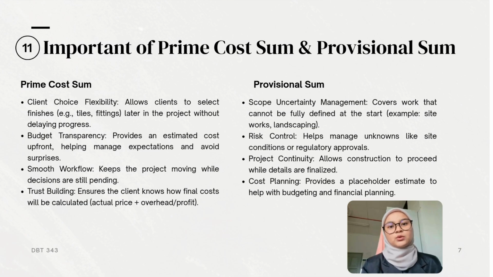Let's take a quick look at why prime cost sum and provisional sum are so important in construction projects. Prime cost sums give the client the flexibility to choose finishes like tiles or fittings later without slowing down the project. They also provide budget transparency by including estimated costs upfront. This keeps the workflow smooth and builds trust. As a client, you know how final prices will be calculated with the actual cost plus overhead and profit.